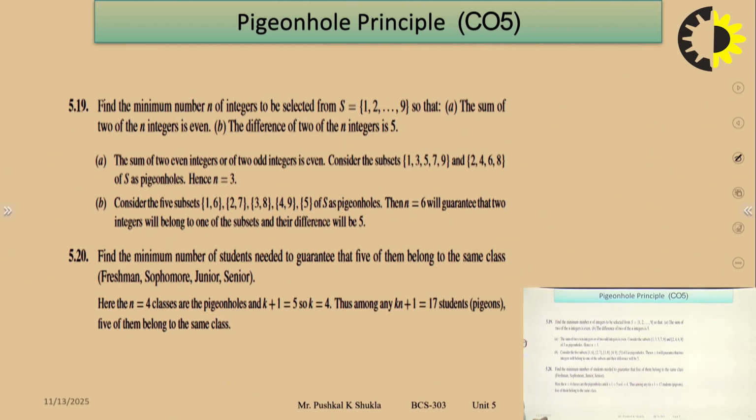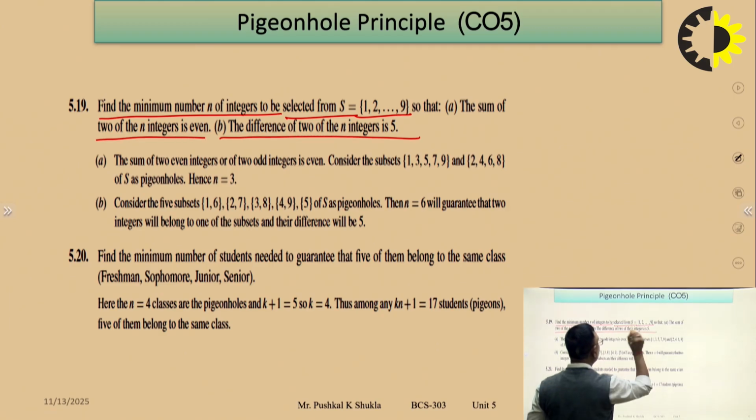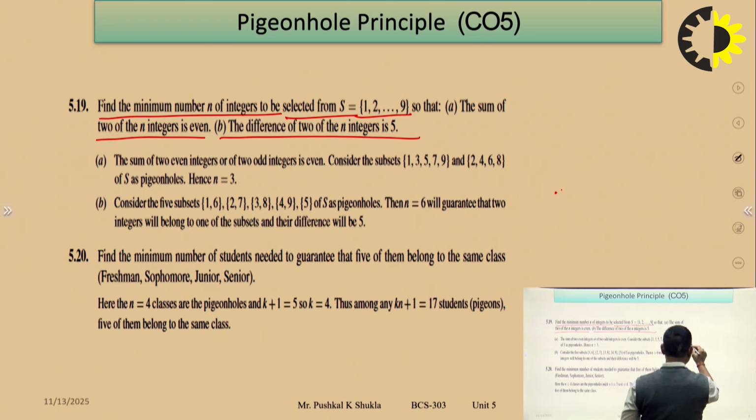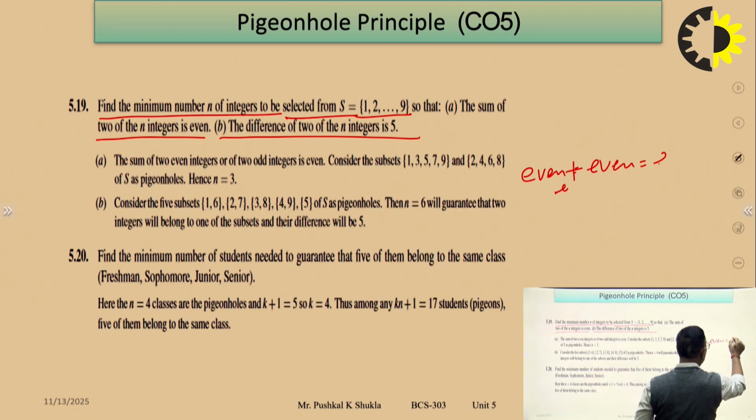Another example: find the minimum number n of integers to be selected from S equal to 1 to 9, so that the sum of 2 of the n integers is even and the difference of 2 of the n integers is 5. First, the sum of 2 of the n integers is even. We know even plus even equals even, and odd plus odd also equals even.